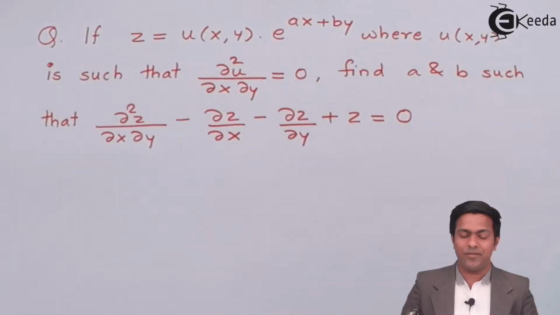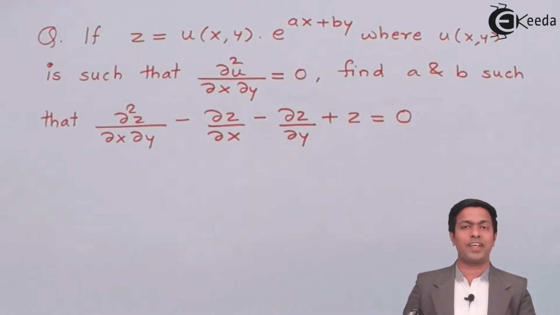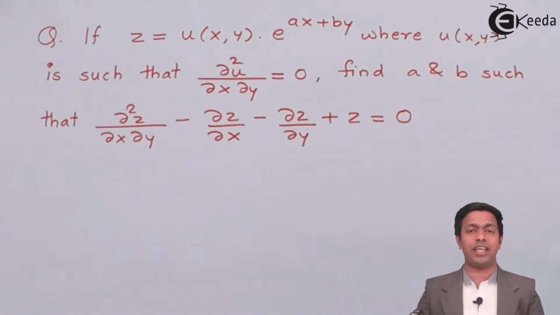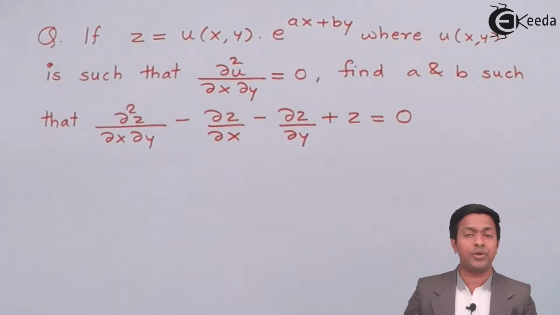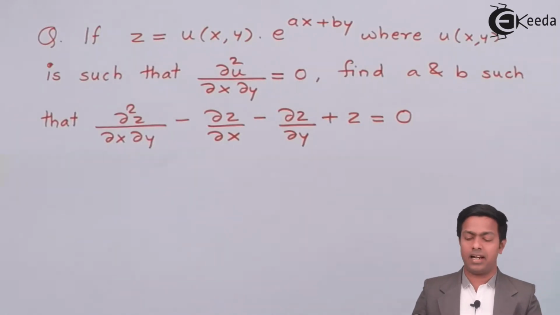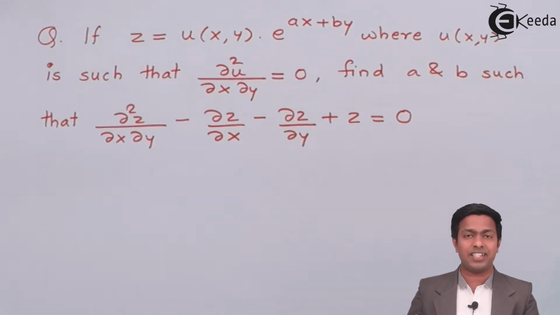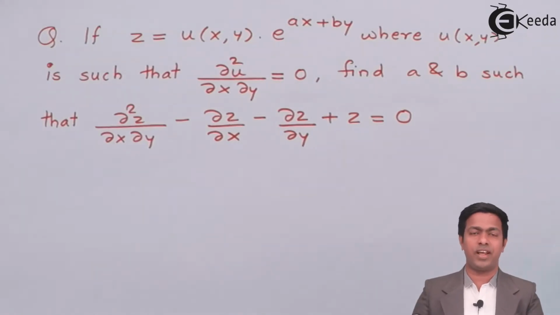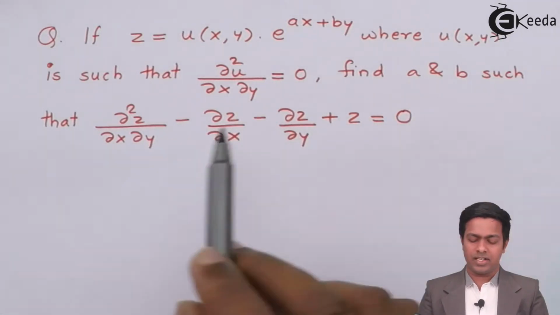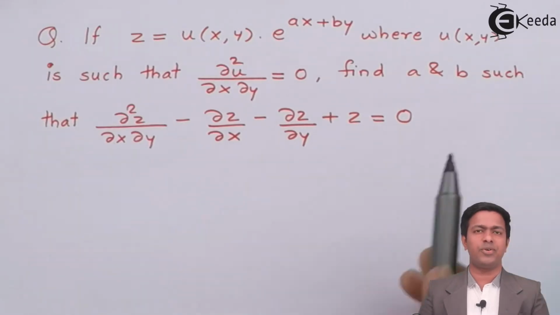So here the value of z is given as u of x comma y into e to the power ax plus by. So this is the given function, what I was just now telling you, and here it is said that u of x and y is given such that del square u by del x del y is equal to 0. It means the second order derivative of u is equal to 0 if I partially differentiate it with respect to x and y. Next, we have to find out the value of a and b such that this equation is equal to 0.